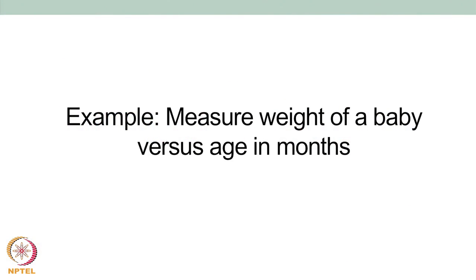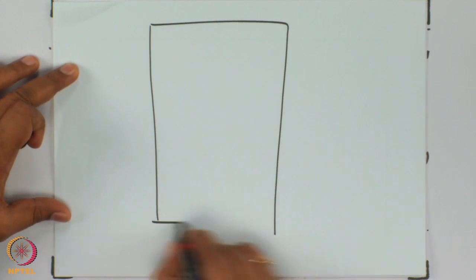Another example is to measure the weight of a baby versus months. Let us say you have a newborn baby, and what is the weight in months? As every month passes, the baby will grow, and its weight will increase. So we can have a graph, and we can have a table in this case. All the doctors will have such a chart.